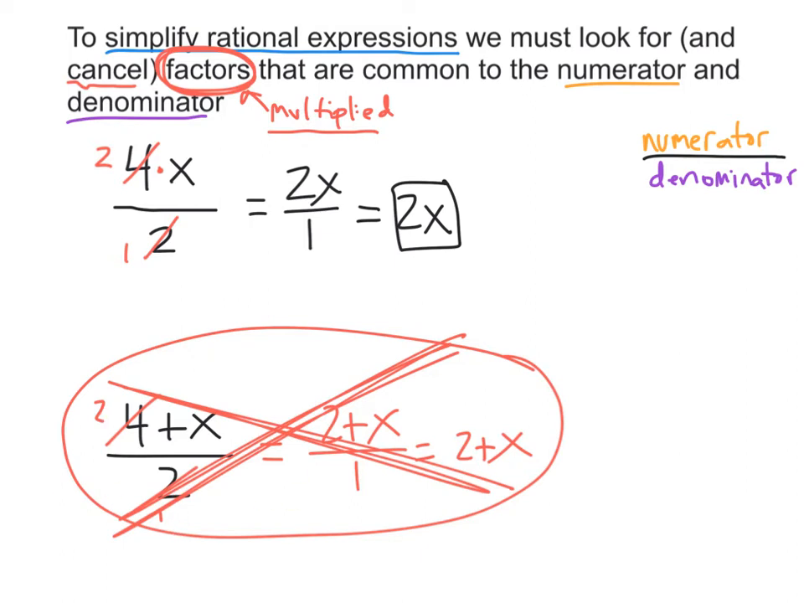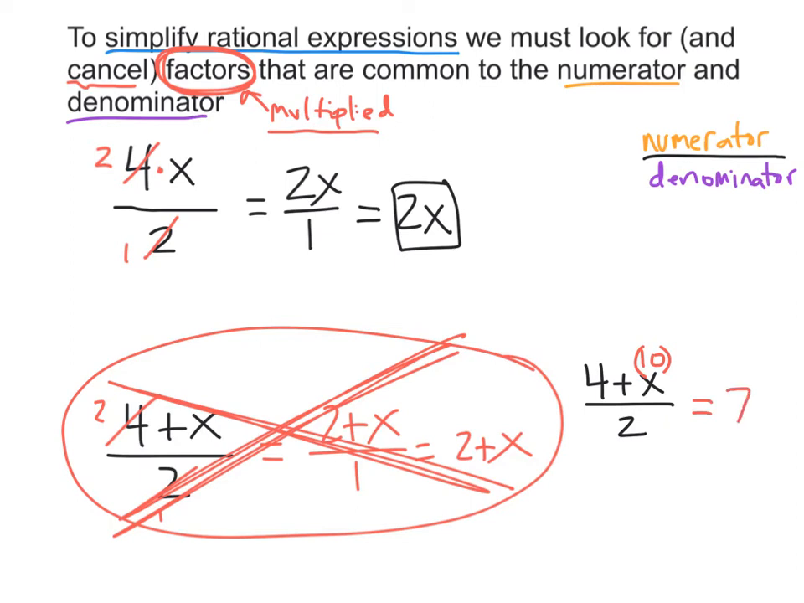This does not work. I want to talk really quickly about why it doesn't work. Let's say our value of x was, I don't know, make something up here, 10. If x is 10, and I started with 4 plus x over 2, and I said, let's say x is 10, then I put that in there, right? I'd get 4 plus 10 in the numerator, which is 14, divided by 2, and I would get 7.